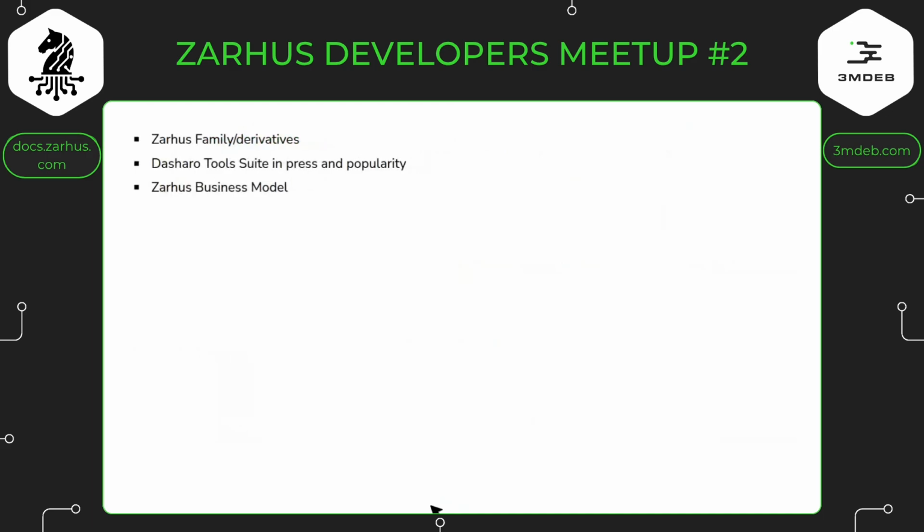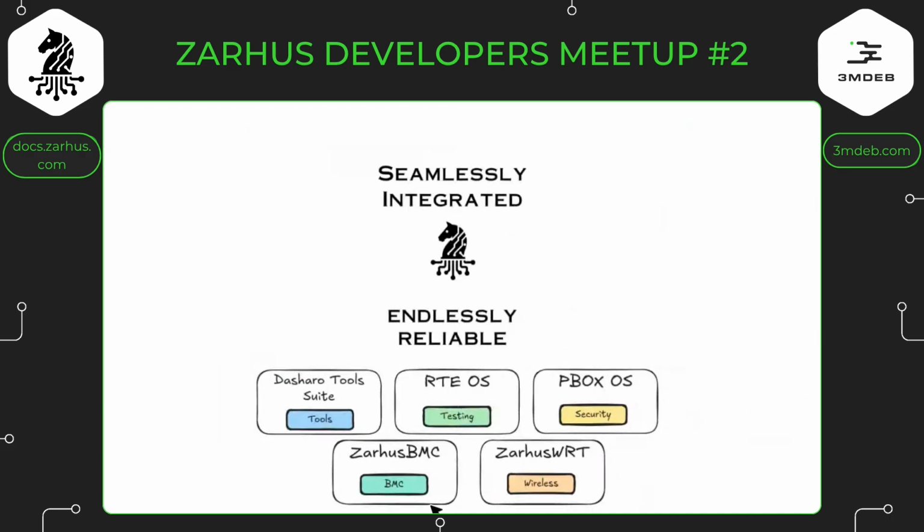What I plan to talk about today: I would like to show you the Zarhus family and derivatives. There is the Zarhus OS, but what does it really mean? What kind of derivatives we have, and what is the purpose of those derivatives? Then we'll show a couple of things about the Zarhus toolsuite, but to not repeat anything that Maciej planned, I have a slightly different perspective. And then I will end with the Zarhus business model. Maybe we'll also talk a little bit about the vision for some of the OSs that we plan to deliver as part of the Zarhus OS project.